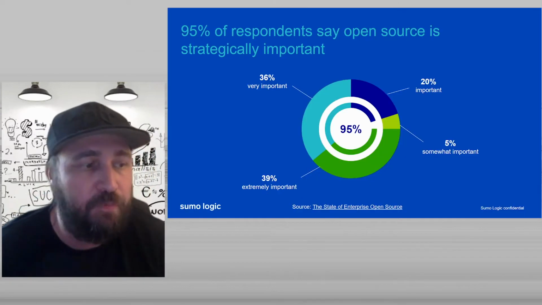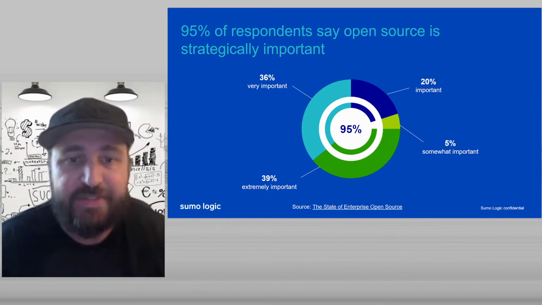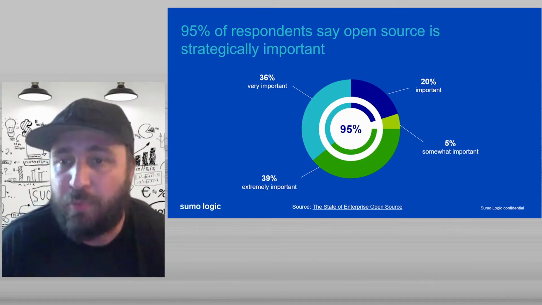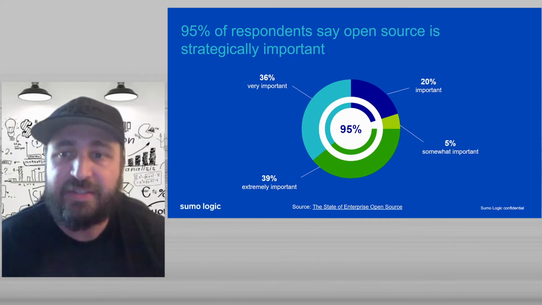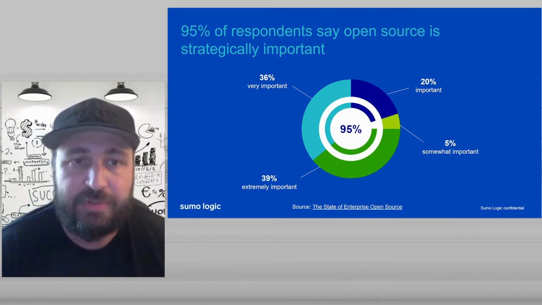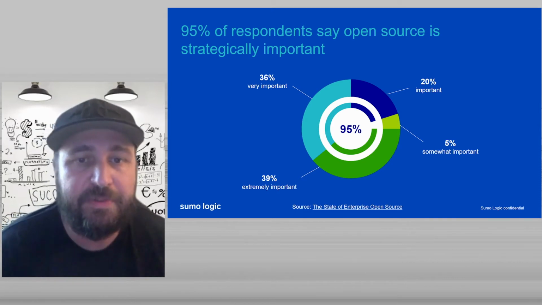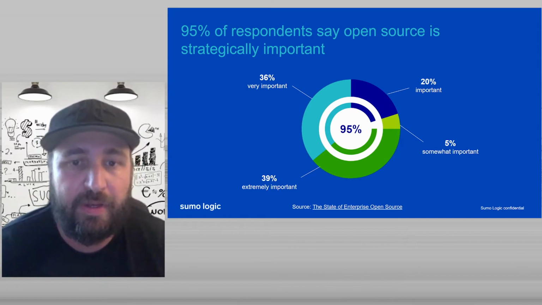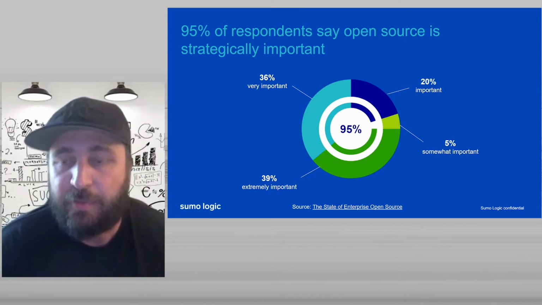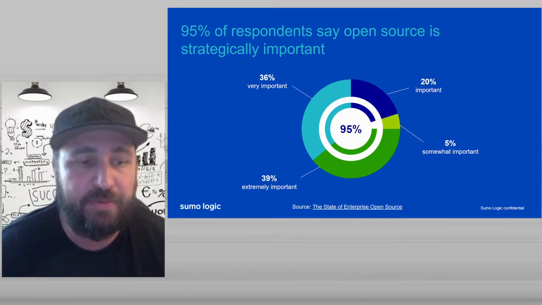One of the reports that I rather enjoy every year comes from Red Hat, and it talks about the state of enterprise open source adoption. And this question, I think, says a lot about just how far open source has come. 95% of respondents say that open source is strategically important to their business needs and to what they're working on. Only 5% would classify it as somewhat important.